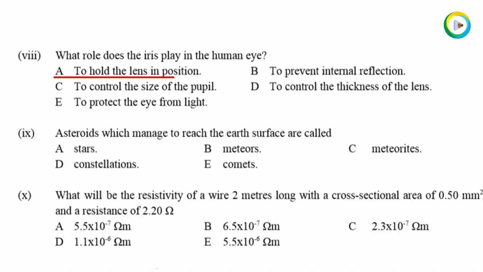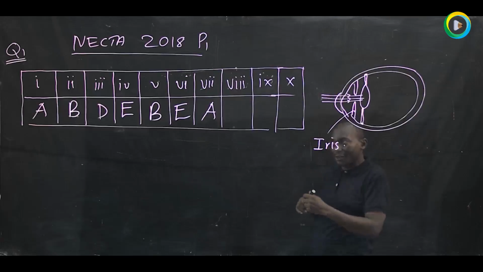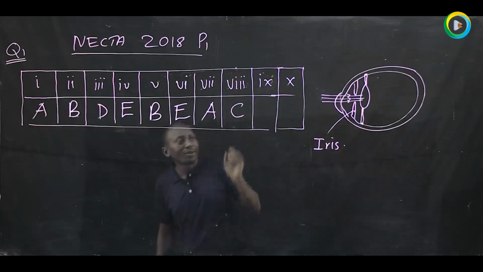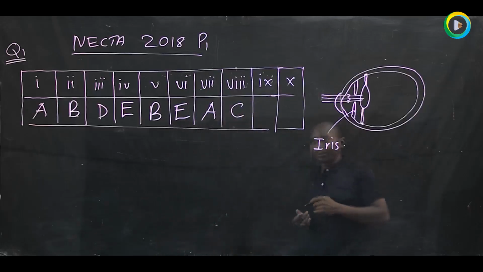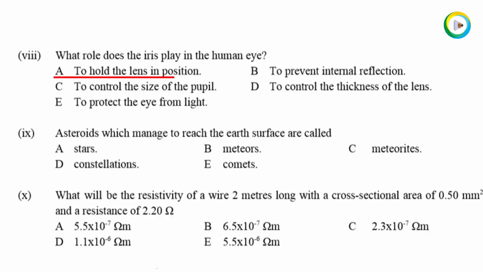Let's see. To hold the lens in position is not true. B, to prevent internal reflection is not the answer. C, to control the size of the pupil. C is the right answer here. C. To control the size of the pupil. To hold the lens in position.